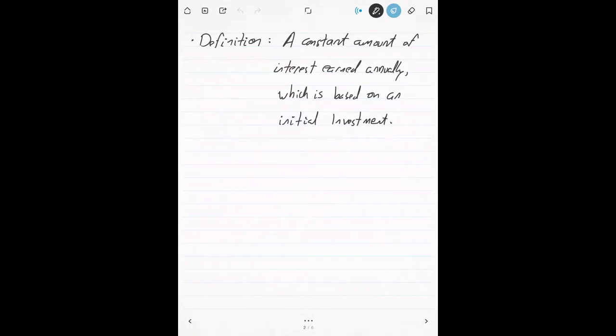When we talk about simple interest, because there are different types of interest, different concepts of interest, it's a very standard way of thinking about this. Simple interest is a constant amount of interest earned annually, which is based on your initial investment. Okay, a couple things right there. First off, simple interest is a constant amount. That means you earn the same amount of money every year, okay? Because we're working annually here. So this interest occurs every single year.